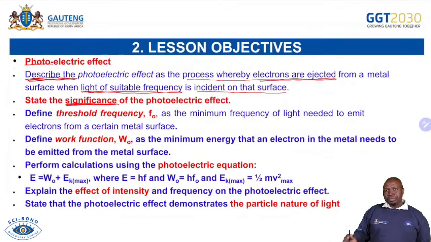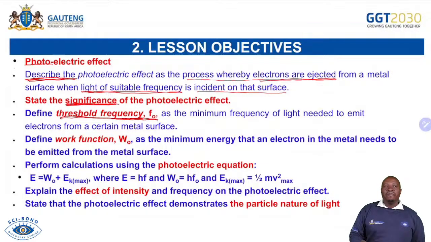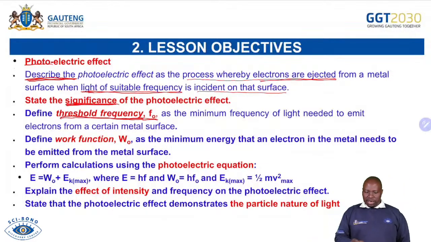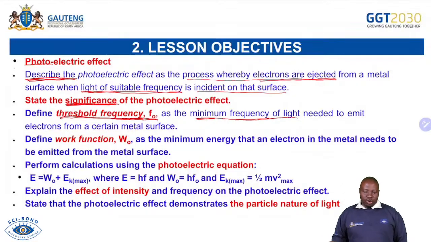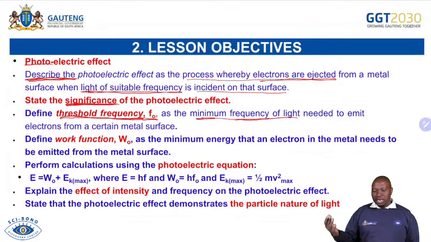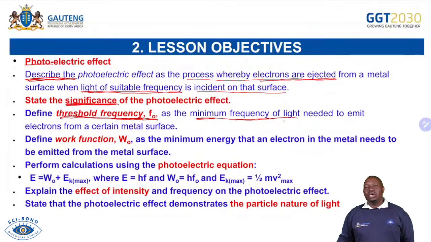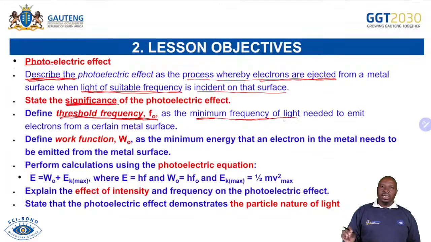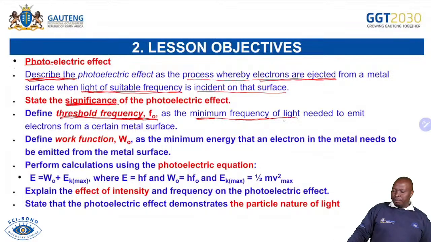The second definition: we must be able to define what is called threshold frequency. A threshold is a minimum, so threshold frequency is the minimum frequency of light needed to emit electrons from a certain metal surface. For us to remove the electron from the metal surface, there's a minimum frequency of light that is needed.